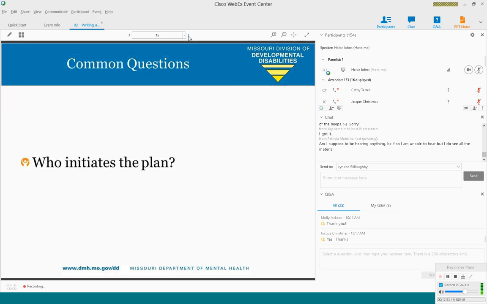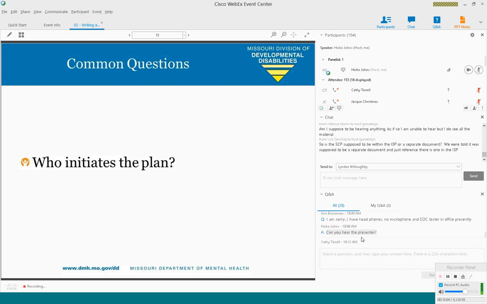Who initiates the plan? Again, the simple answer is anybody. Anybody on the planning team can request that a safety crisis plan be developed given a current situation or a history of challenging situations. A regional office can initiate a safety crisis plan based on the same criteria. And remember, once you've used a reactive strategy that is also restrictive, you have to make a safety crisis plan.